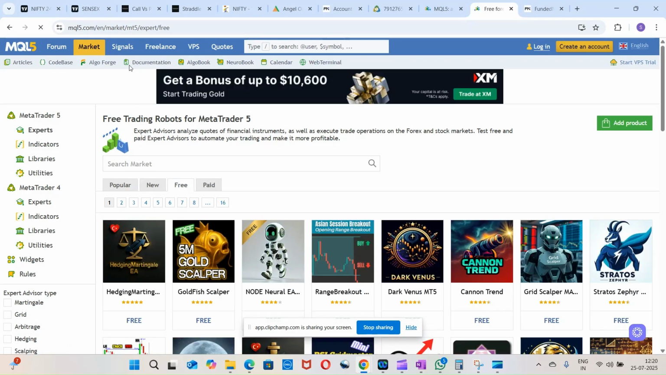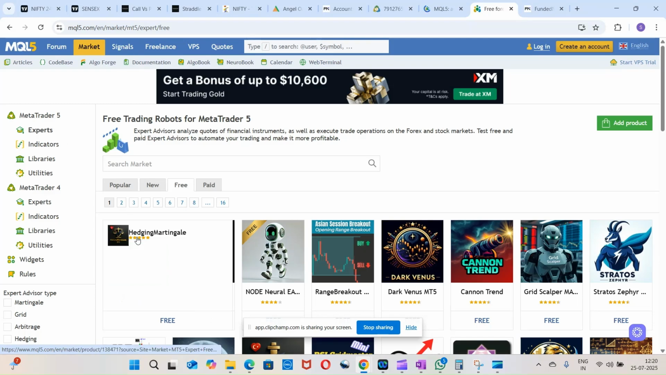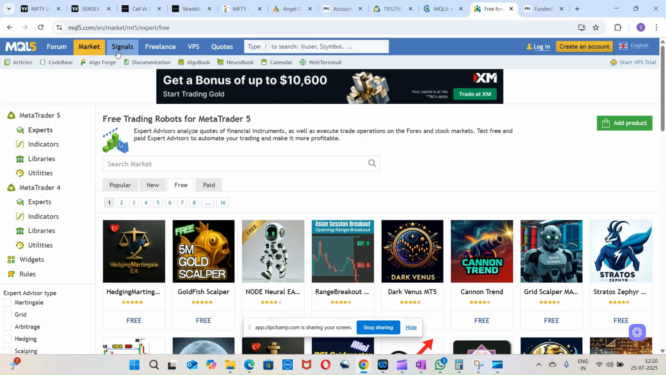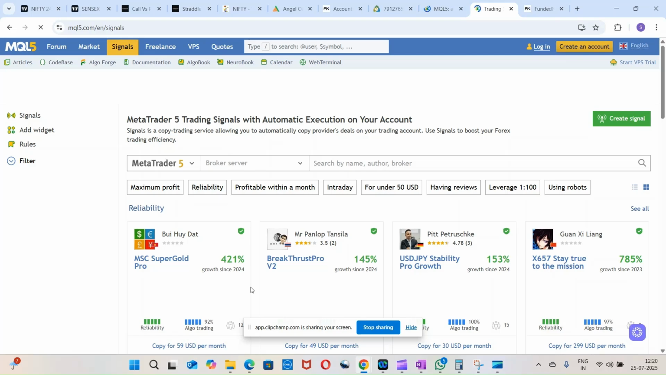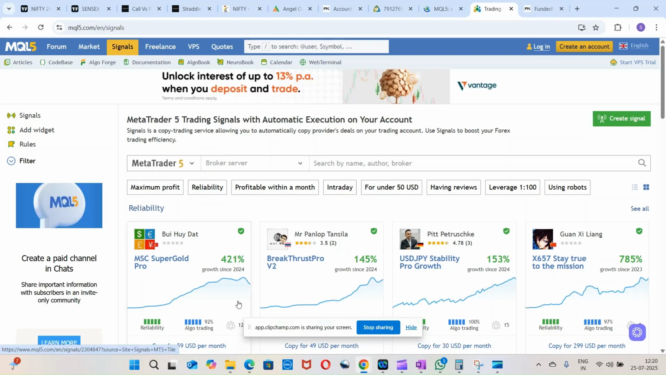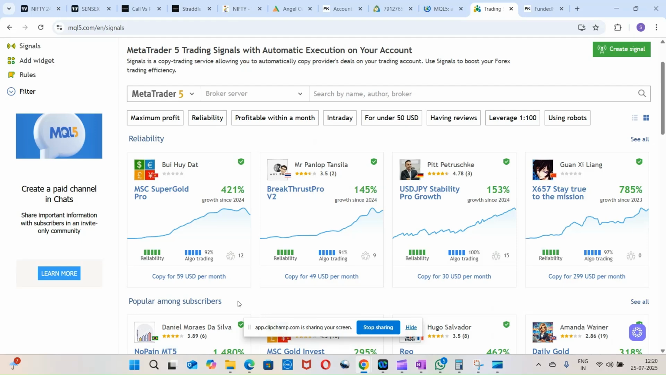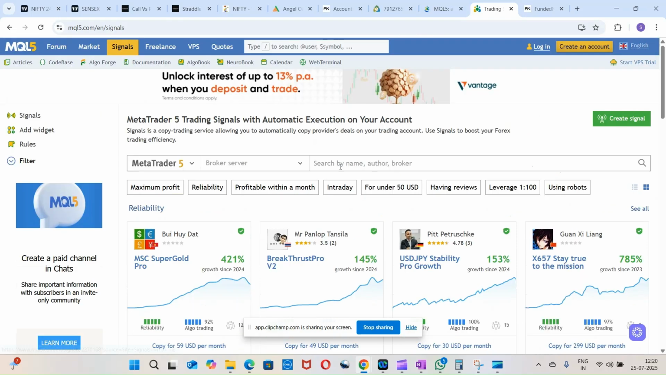Then you'll have signals also. So expert means algo. Indicators means indicators basically, which they call signals also. You can buy these signals also. This is copy trading basically, which is also allowed to a certain extent.